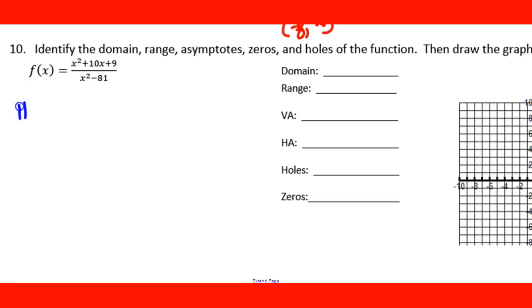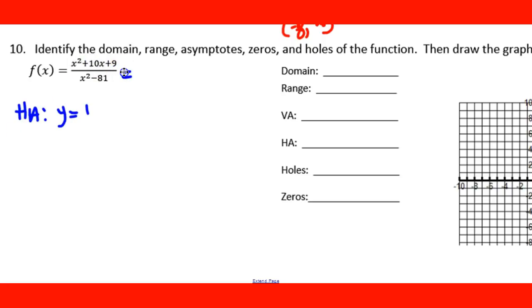Let me start with the horizontal asymptote again, just because I don't have to factor yet. So I have the degree is 2 at the top and 2 at the bottom. So that means I need to divide the leading coefficients of 1 and 1. So that gives me a horizontal asymptote of y equals 1.